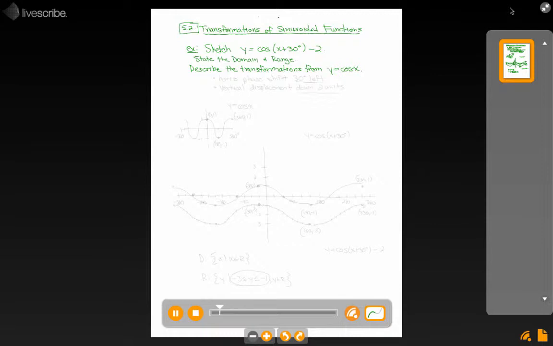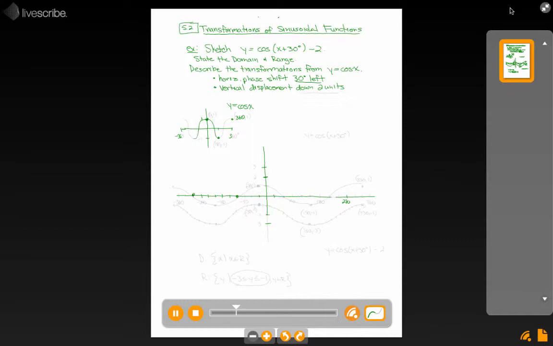Even though it was asked in that order, you may want to start with the transformations because I think that might be the easiest part of the problem. Compared to y equals cos x, I would expect a horizontal phase shift of 30 degrees to the left. You could also describe it as a horizontal translation if you like. And I'd expect the whole graph to move down, so a vertical displacement down 2 units.